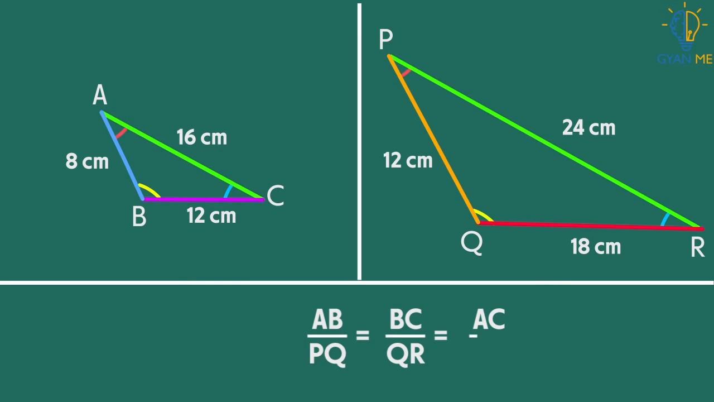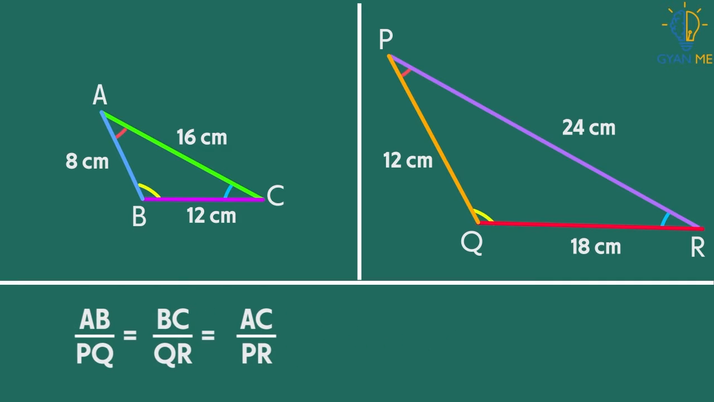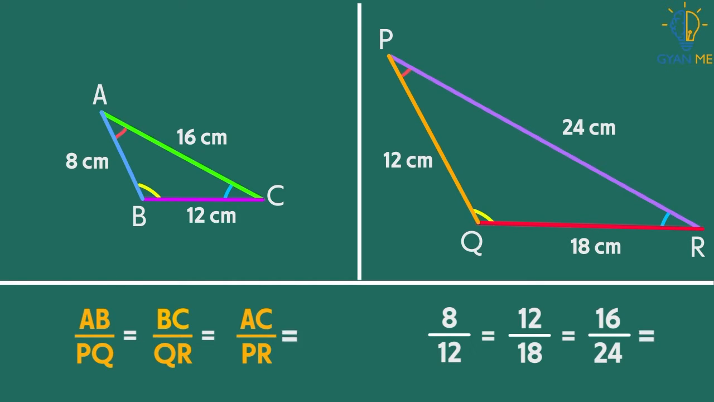and AC upon PR. Keeping the value of each side from triangles ABC and PQR, we have AB upon PQ as 8 upon 12, BC upon QR as 12 upon 18, and AC upon PR as 16 upon 24. Reducing all these ratios, we get 2 by 3. Therefore, we find that the ratio of each corresponding side is equal to 2 by 3.